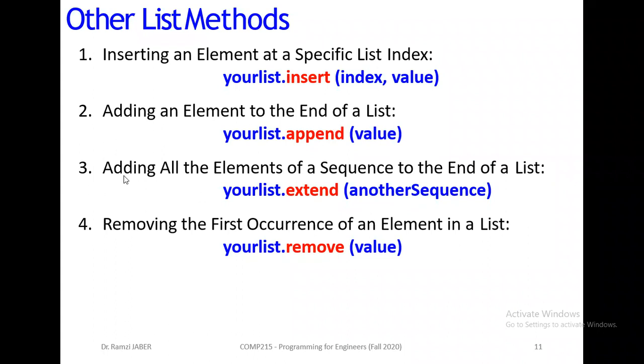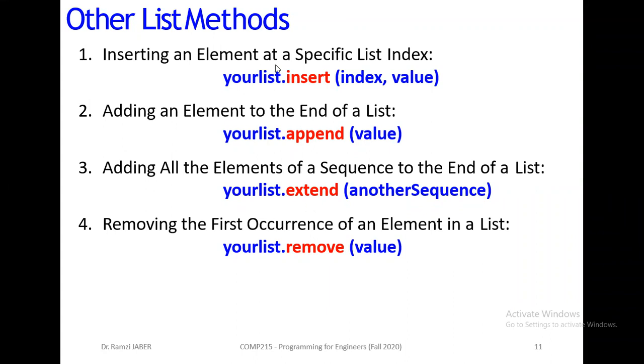Number three, adding all the elements of another sequence to the end of an existing list. If you have another list and want to add it to a list, we can use extend. Your list dot extend another sequence or another list. So list number 2 will be concatenated to list number 1. We call extend to add list 2 to list 1.